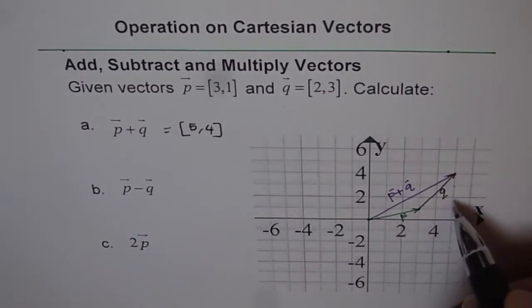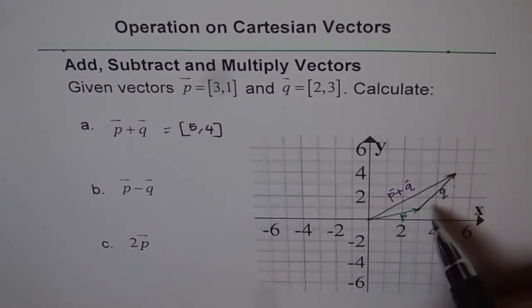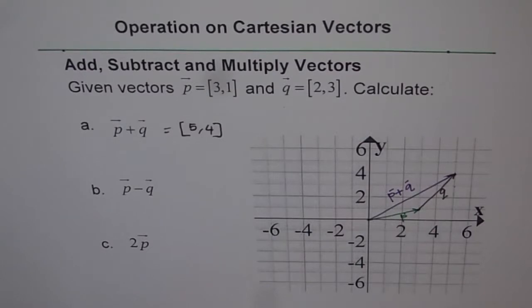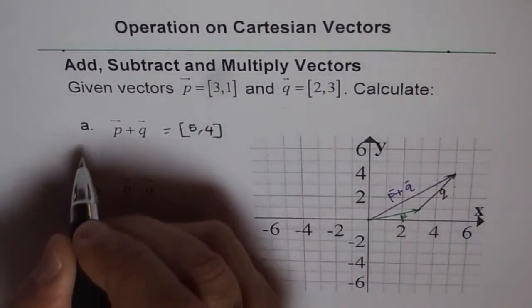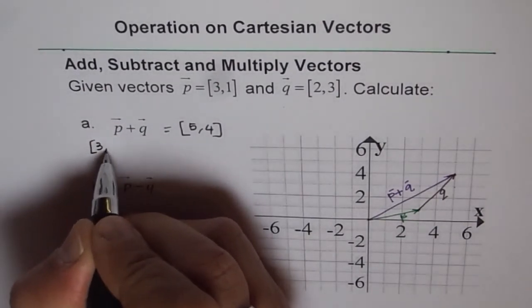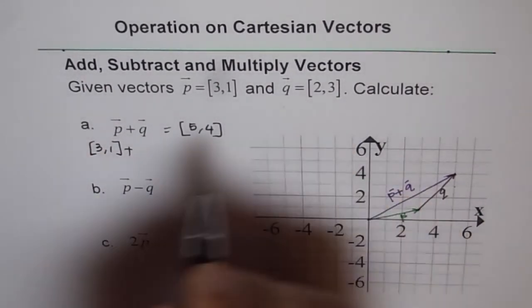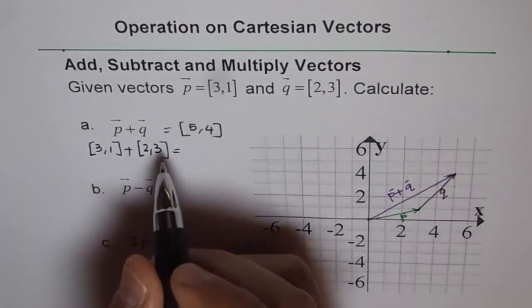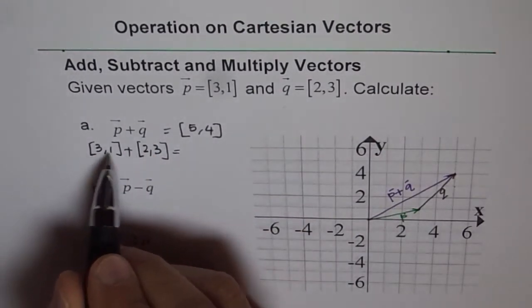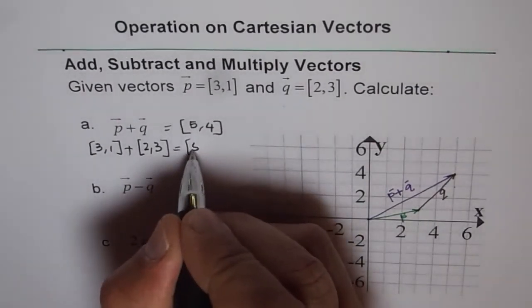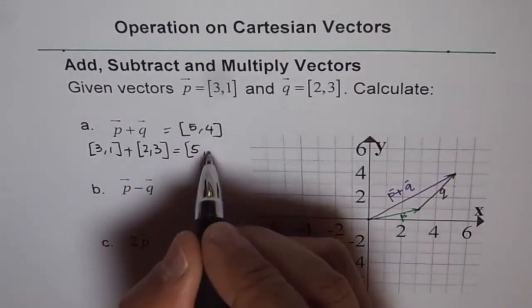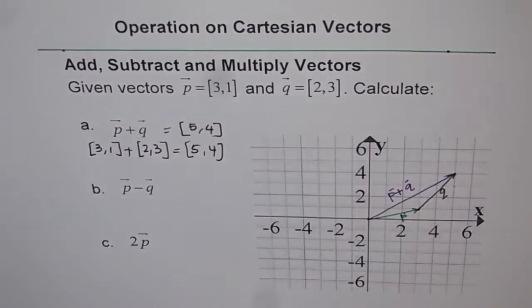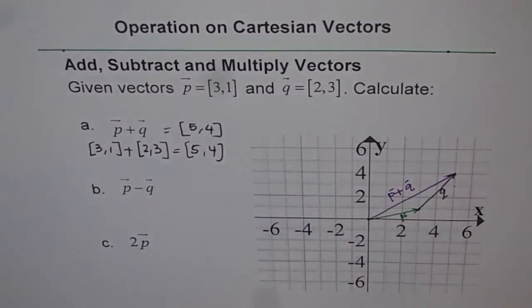Do you see that? How simple. But with Cartesian vectors, we can do it in an even simpler way. I'll show you. What is p? p is (3, 1), right? (3, 1) plus q, which is (2, 3). So let's add them. 3 plus 2 is 5. So we get 5. And 1 plus 3 is 4. We get the same answer. Do you see that? We get the same answer.